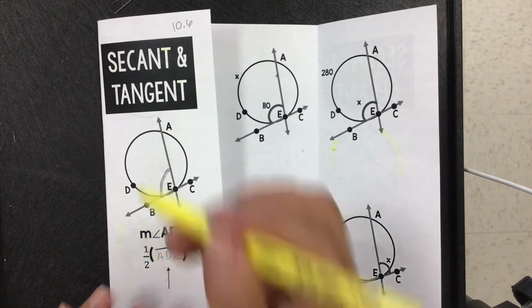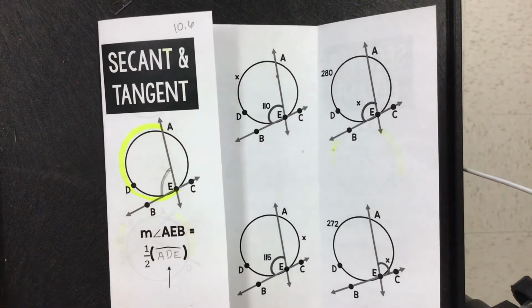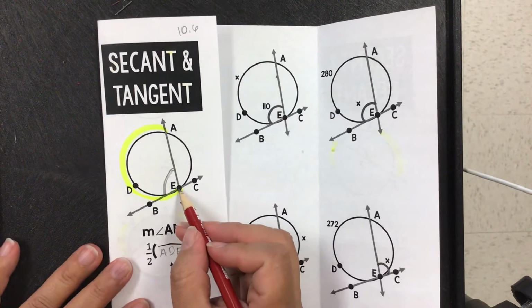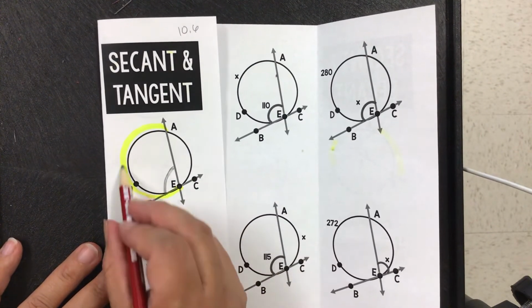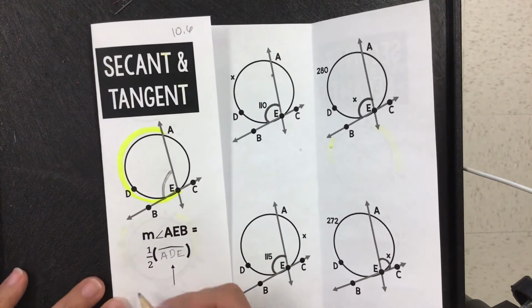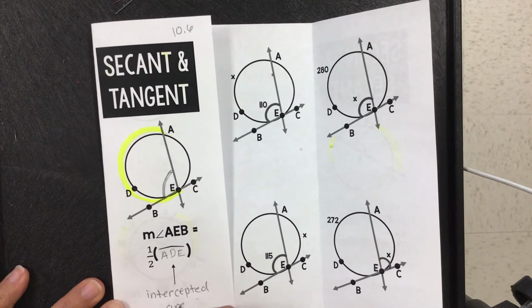That arc ADE is all the way around over here. This is a tangent, so that means that the only place that this line touched was at the point E. So it's all of this, the intercepted arc.